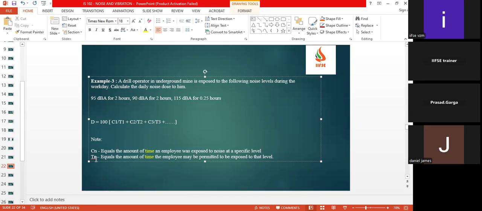Sometimes you will have n number of times or n number of exposures. That's why it is CN and TN. Here it is about the actual amount of time the employee may be permitted to be exposed to the level. So that is the safest exposure limit.